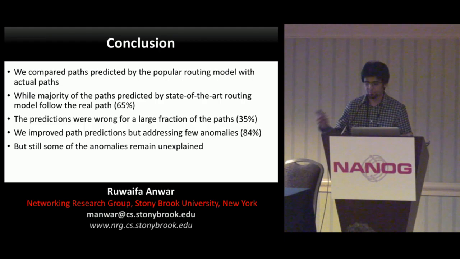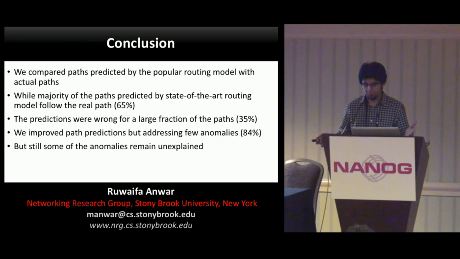So summing up everything, we compared paths predicted by the popular routing model with real network paths. We found the majority of path predictions actually following the real path. For more than 65% of decisions, the predictions according to the vanilla model were correct. Then we tried to find reasons for anomalies for the remaining 35% of decisions.